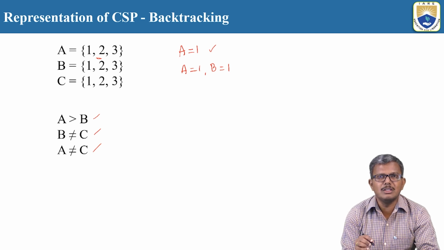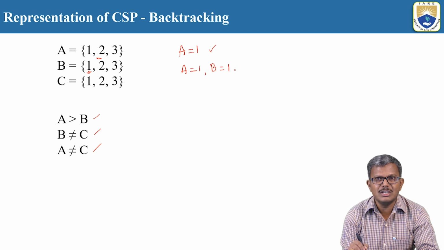So in backtracking, we need to follow a proper sequence. We are coming with the assignment of the first value. A equal to 1 is already there and we are assigning 1 to B also. Now whether this is possible or not, we need to see. A should be greater than B, so the first constraint itself is not satisfied. We should not ignore it. So what we need to do is perform the backtracking.